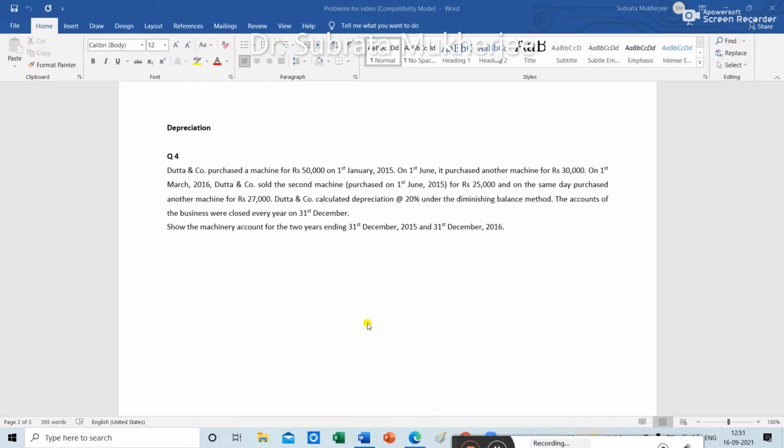Datta and Company calculated depreciation at 20% under the diminishing balance method. The accounts for the business were closed every year on 31st December. So prepare the machinery account for the 2 years ending 31st December 2015 and 31st December 2016.